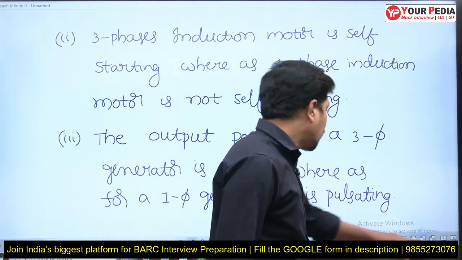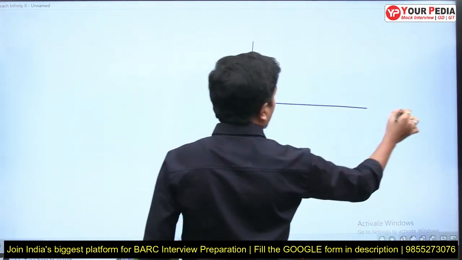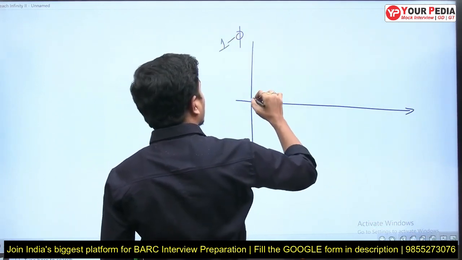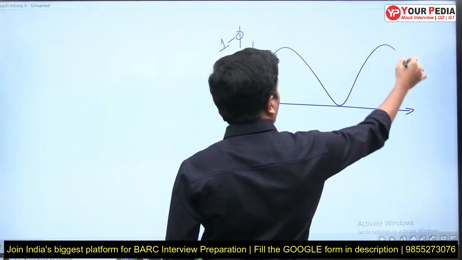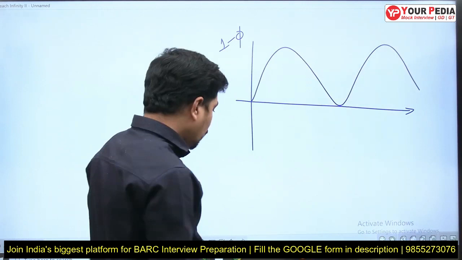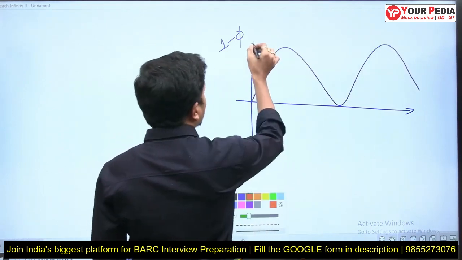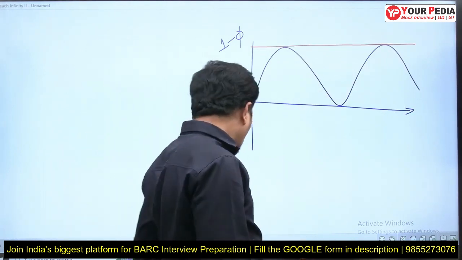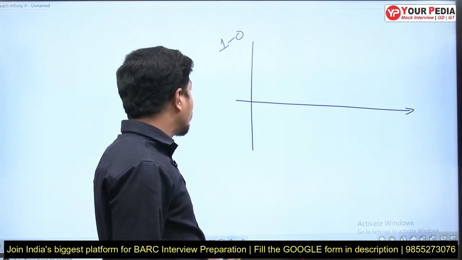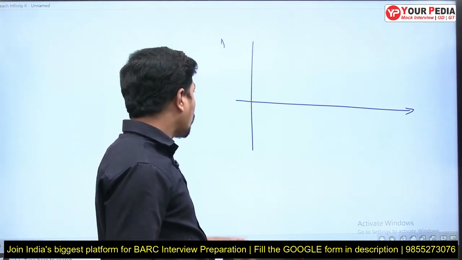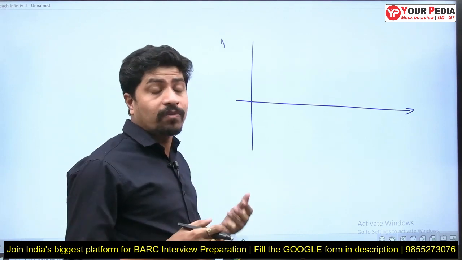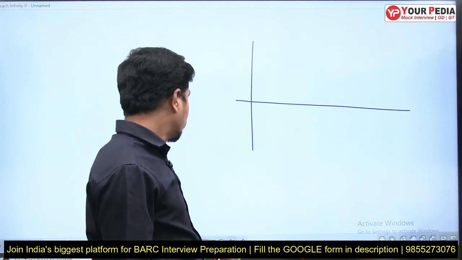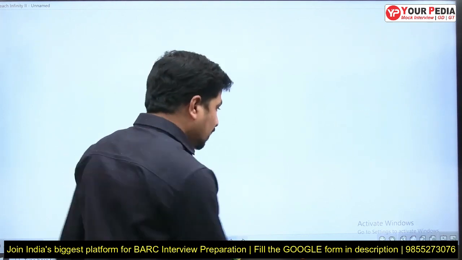Suppose I'll draw for your understanding. If you draw the power waveform of a single phase machine, this way the power keeps on varying. But whereas if you take a three phase machine, the power is constant, always constant. And we know that the power produced by a three phase machine with the same weight of copper is more when compared to a single phase machine. That way also we can discuss the first point. So that is the third point.